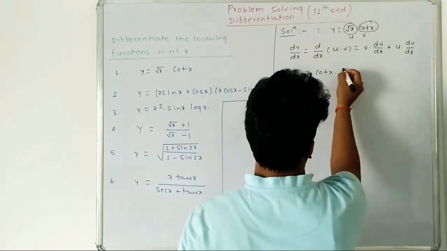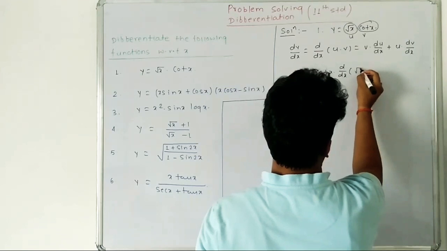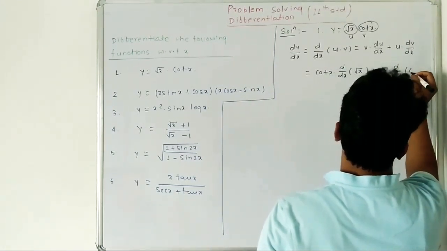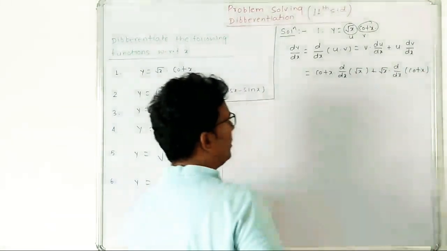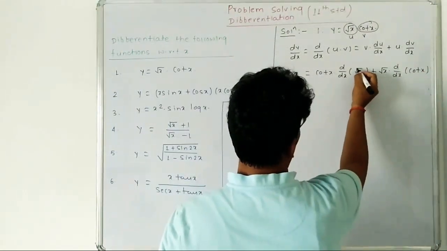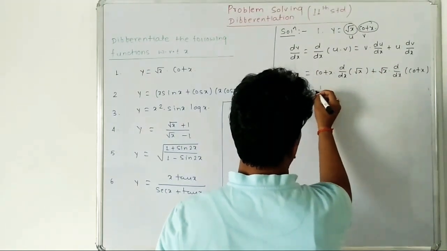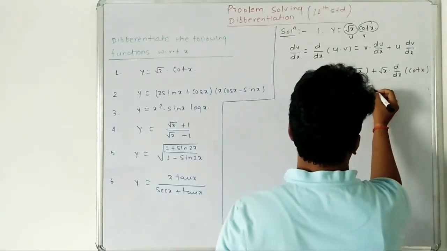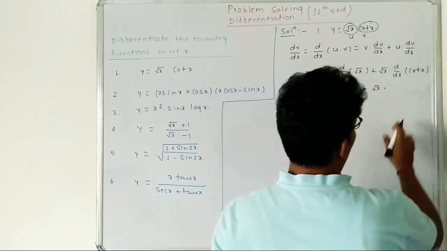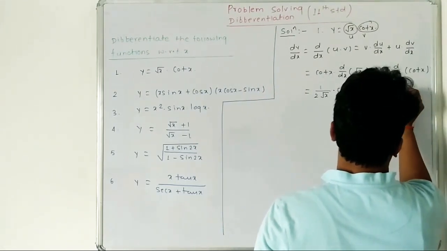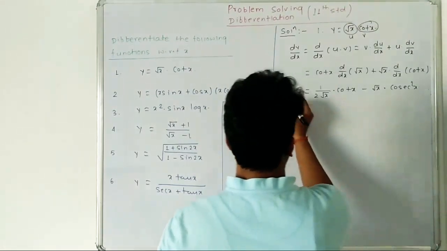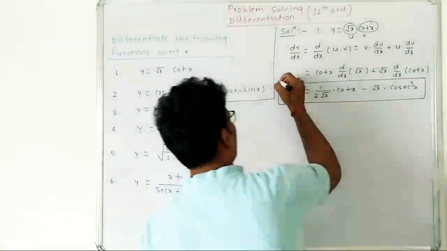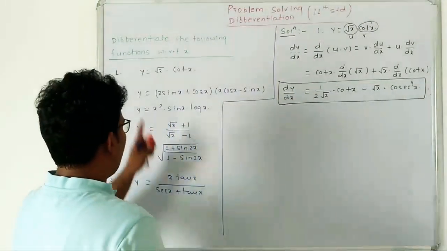So cot x into derivative of u, which is root x, and plus root x into derivative of cot x, right? So next, can you write this as root x? The derivative of root x is 1 by 2 root x. So I am writing first 1 by 2 root x and into cot x and plus root x and into derivative of cot x is minus cosec square x. So this is the derivative of the given function, right? It is very simple to apply u into v rule, right? Next, coming on the second question.